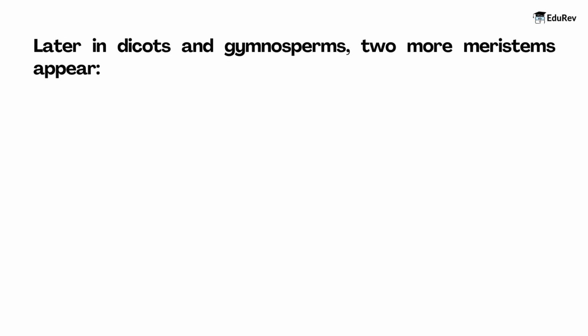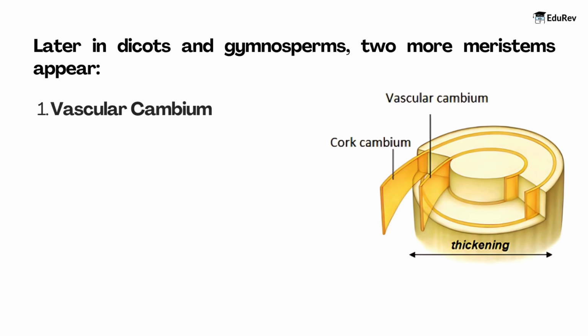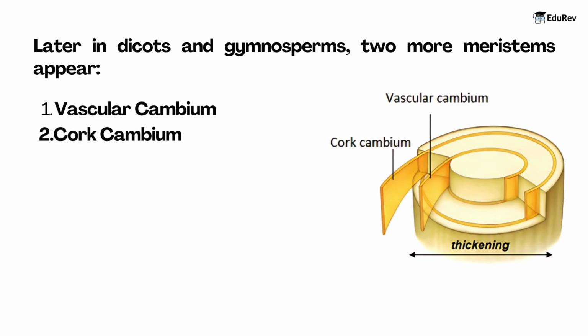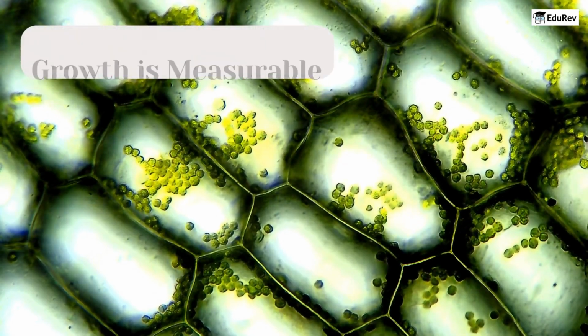But as the plant matures, especially in dicots and gymnosperms, something more happens. Two additional types of meristems appear: the vascular cambium and the cork cambium. These are known as lateral meristems, and they are responsible for secondary growth. Unlike primary growth, which adds height or depth, secondary growth increases the thickness or girth of the plant stem and root. So, how do we measure growth?